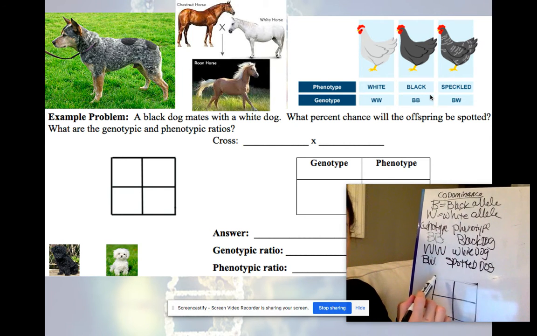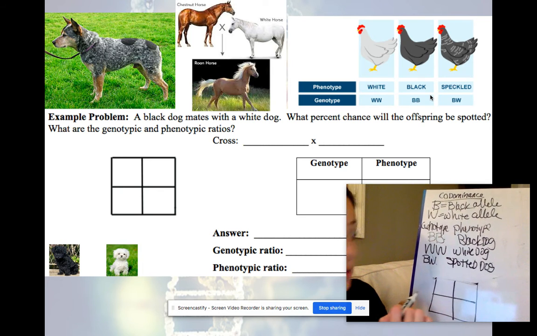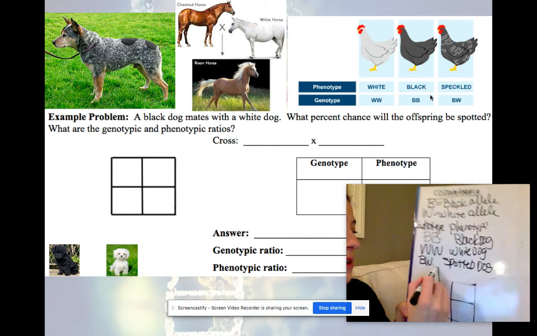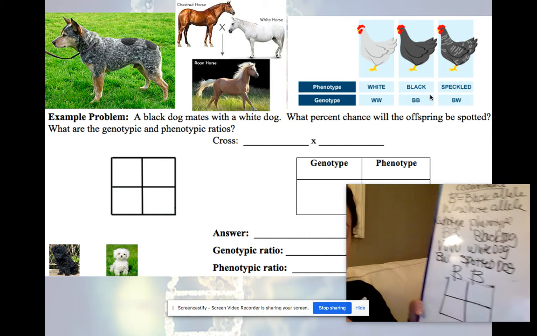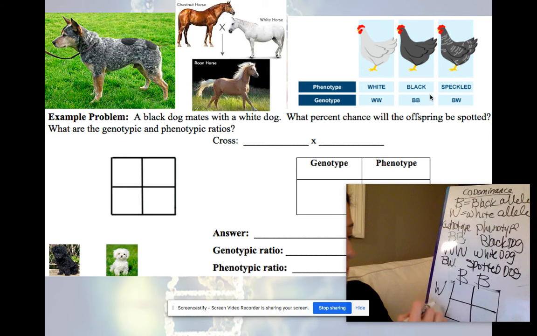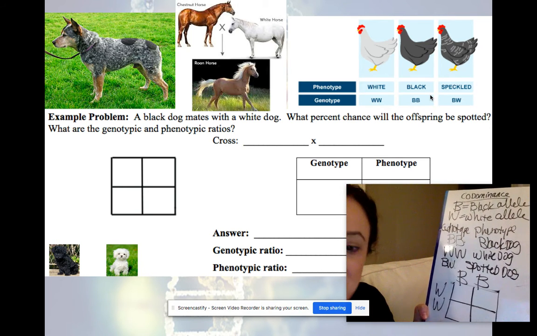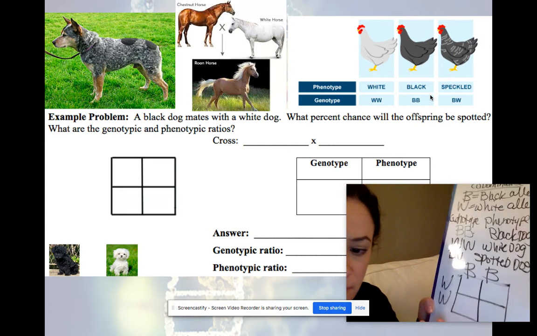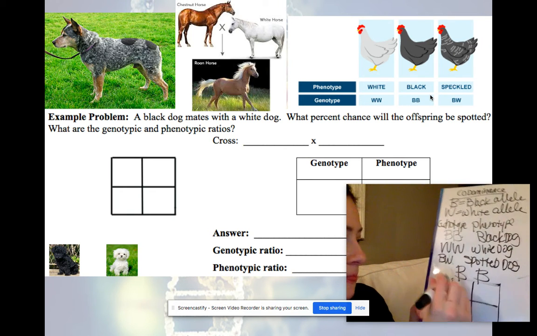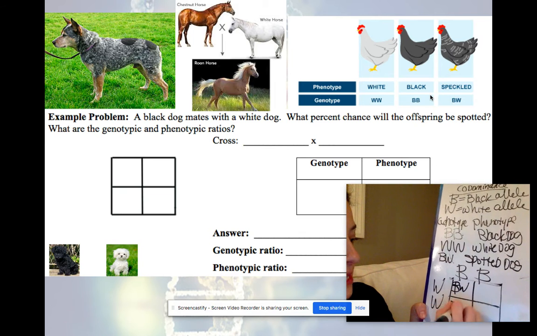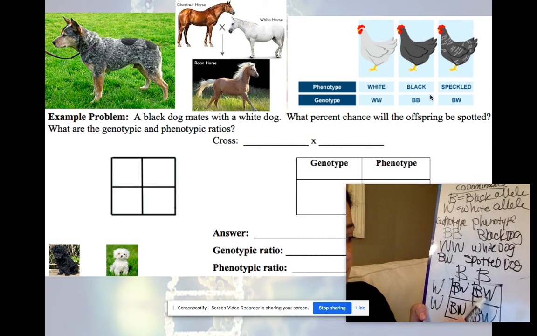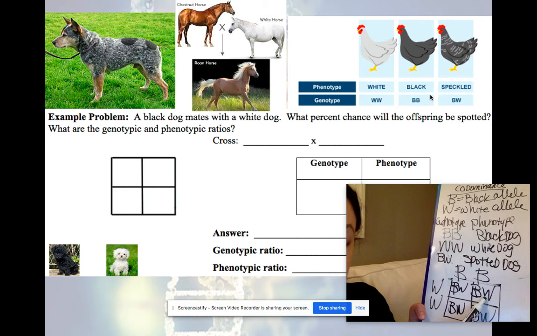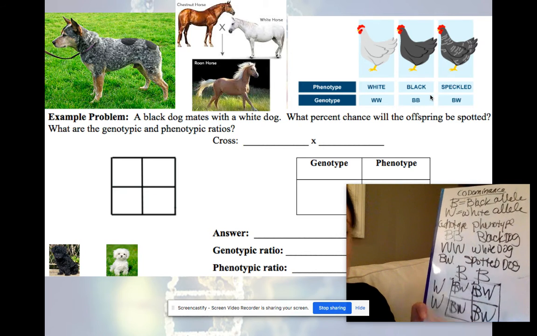So now we have to show the cross between a black dog and a white dog. And here's the genotype for the black dog. So capital B. And then we're crossing that with a white dog. So it's capital W. And just as we did with the other Punnett squares, we fill in. So BW, BW, and BW. So this is spotted. The phenotype for this genotype BW is also spotted, as are these two.